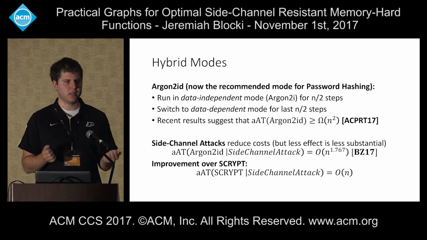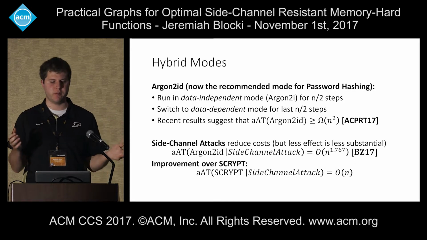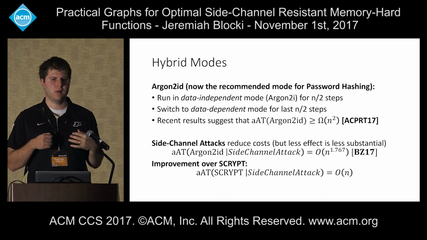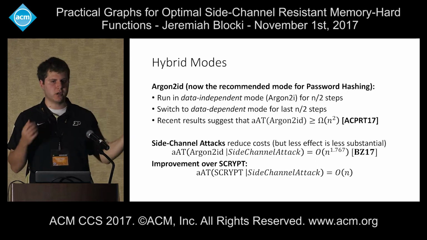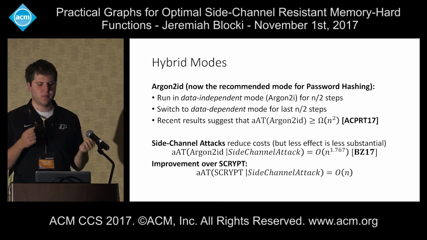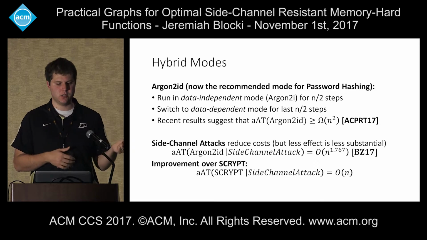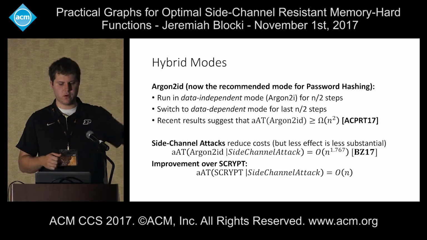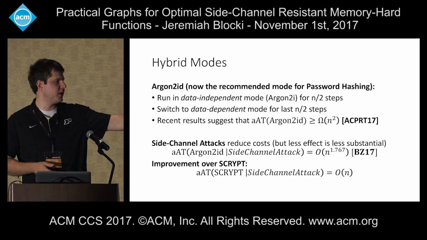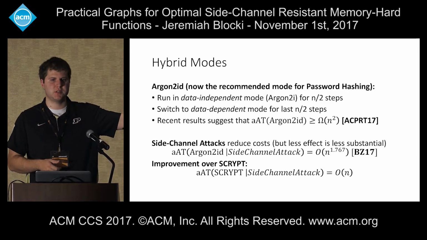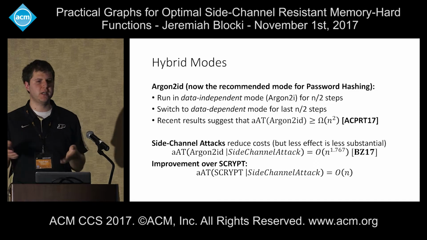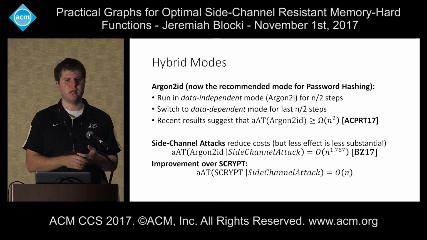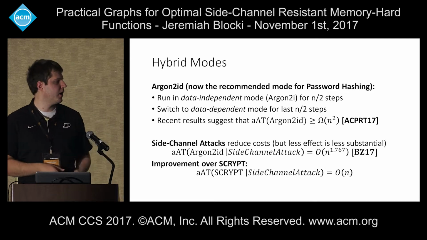So the current trend is to move to a hybrid mode. So Argon2id, which is in response to some of these attacks, is now the current recommended mode for password hashing in Argon2. Basically what it does is run in data-independent mode for n over 2 steps, and then you switch to data-dependent mode for n over 2 steps. Because you run in data-dependent mode, you can defeat attacks on data-independent constructions.